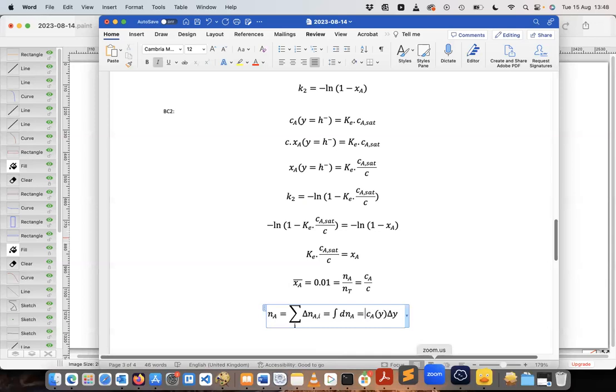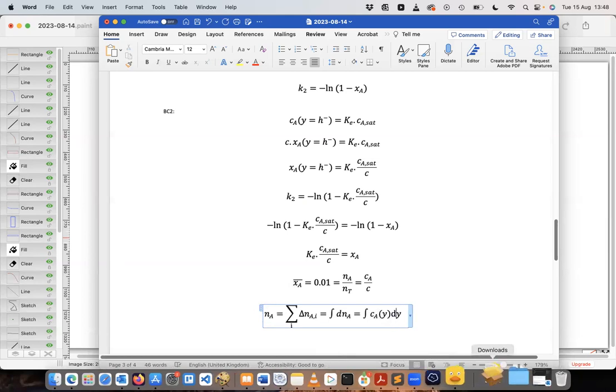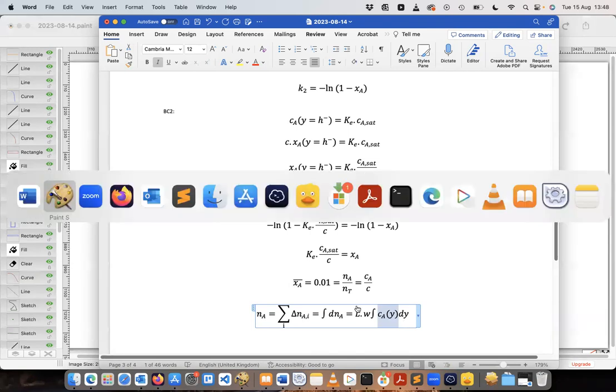And we can also write that as the integral of Ca with respect to Y if we multiply that by the cross-sectional area, which we know is LW. So think about that. This is the concentration at position Y. And then if we are taking a delta Y, and then multiplying by LW, that's effectively multiplying by the volume. So this effectively is how we add up the number of moles of A in the slab.